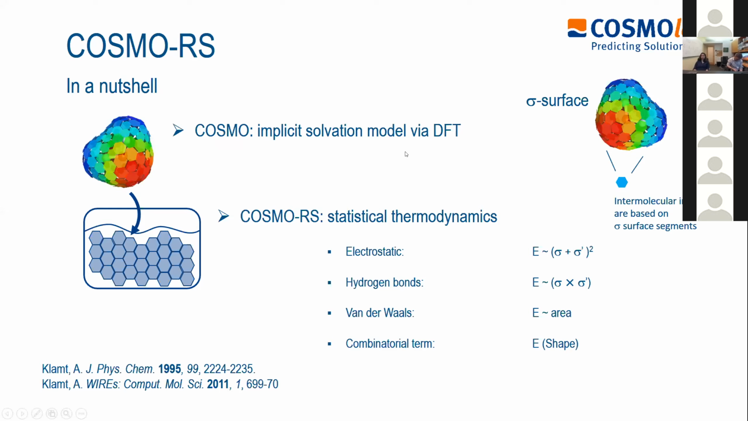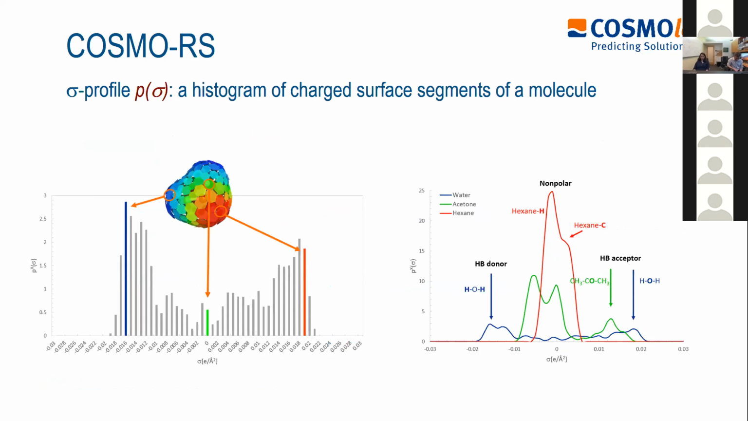In the end, we have intermolecular interactions of the typical kind, like electrostatics, which are based on basically the addition of those sigma surface segments. We have hydrogen bonds, which are proportional in their energy to products of sigma surface segments. We have a van der Waals term, which is proportional to the area of the molecules, which comes from the COSMO cavity. And we have also an entropic term, or combinatorial term, as it's termed in chemical engineering. And from those interactions, we basically make statistical thermodynamics in order to derive the chemical potentials in solution.